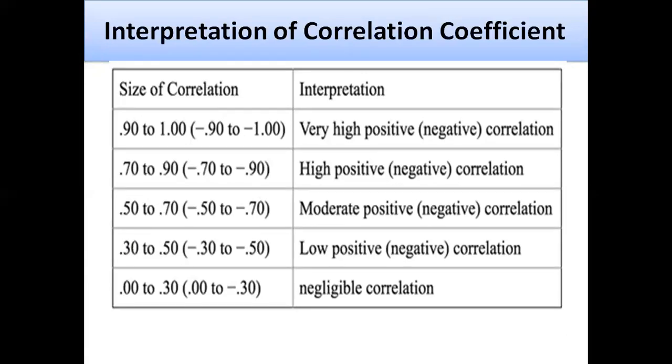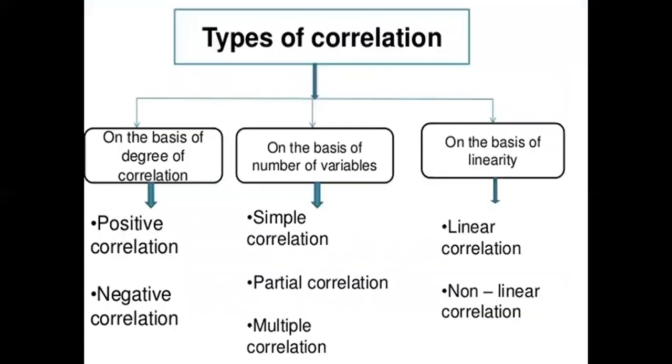And the last one is 0.00 to 0.30. It means negligible correlation. What it means is the relationship exists, but it is negligible. And if the value is 0.00, then we can interpret it as zero correlation between the x and y variables. These are the certain types of correlation.